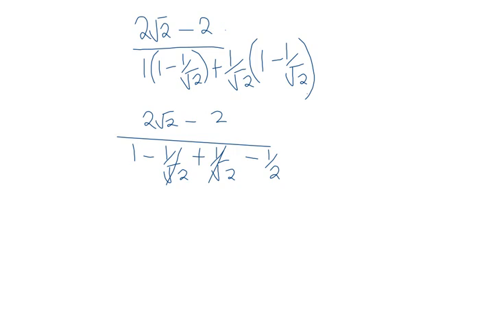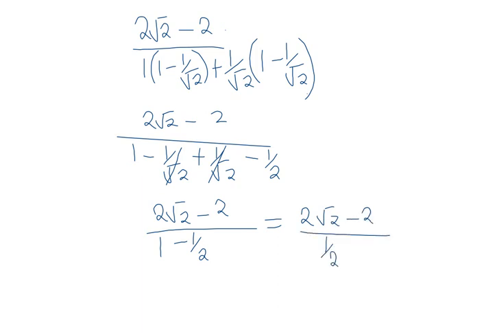So we remain with 2 root 2 minus 2 divided by 1 minus 1 over 2, which will be equal to 2 root 2 minus 2 divided by 1 over 2. And this can be written as 2 root 2 minus 2 multiplied by 2, which will be equal to 4 root 2 minus 4.